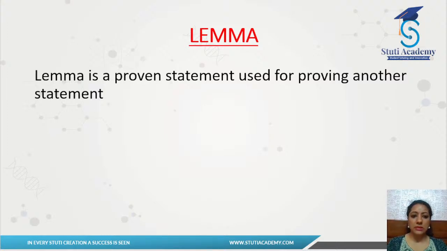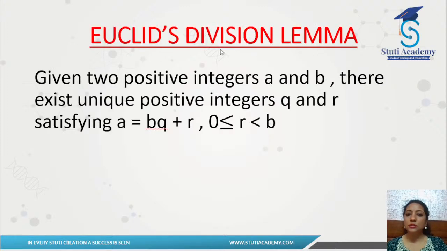Now, lemma we discussed last time. It's a proven statement used for proving another statement. That means it's a statement which we've already proved and we use it to prove a particular theorem, some other statement. Now we have discussed Euclid's division lemma, which says given two positive integers a and b, there exist unique positive integers q and r satisfying a equal to bq plus r, where 0 less than or equal to r less than b. So I discussed this yesterday also.